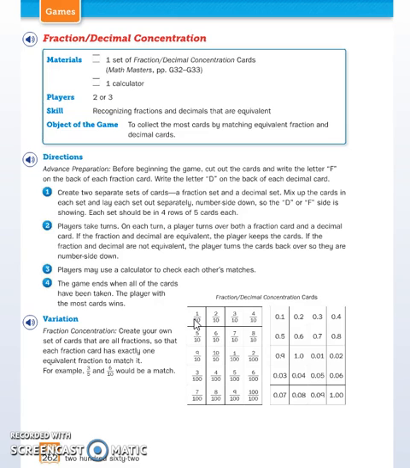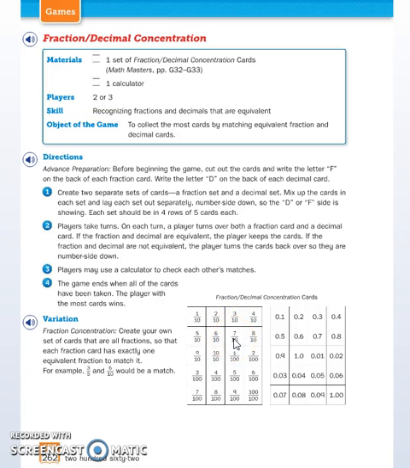Let's say I flip over my F card and it is 1/10. I would then look for a D card, and let's say I flip over a D and it's 1/10 again. I have a match. Those are equivalent. They're the same. I would get to keep those cards. From there, I get to continue flipping cards.